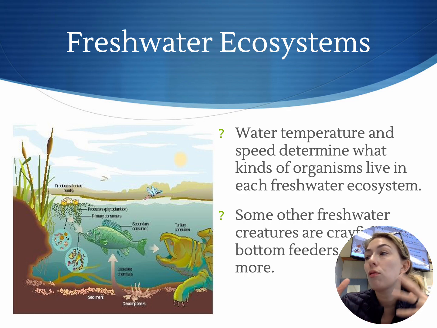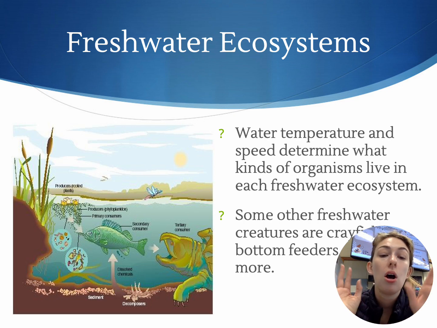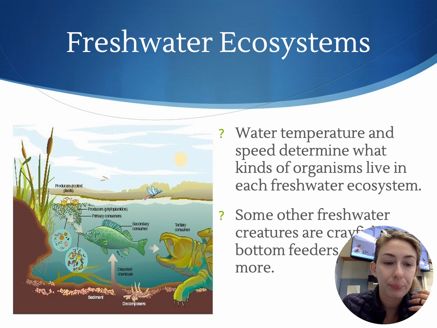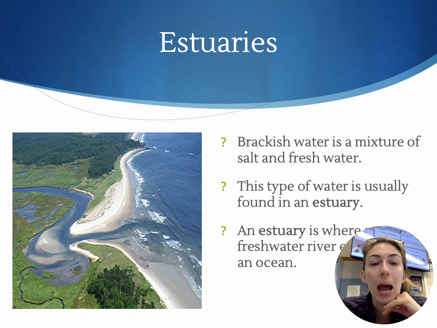Now, some of those freshwater organisms are going to be your bottom feeders, so things like crayfish, crawdads, and then our catfish. They're going to be really picking up all those things that kind of drop to the bottom. Now, we do have estuaries, and this really leads us into our next ecosystem with brackish waters.